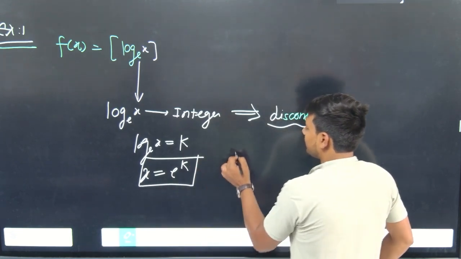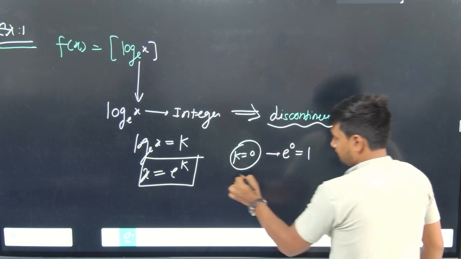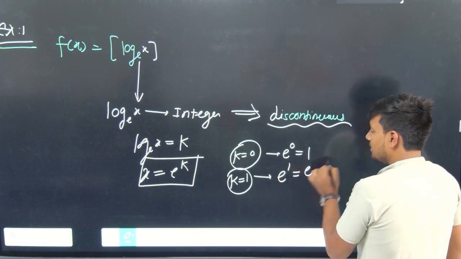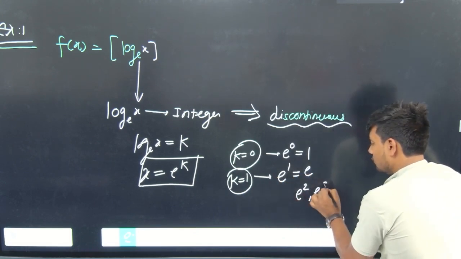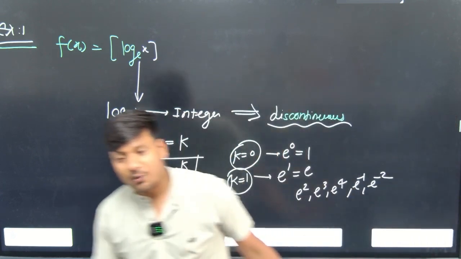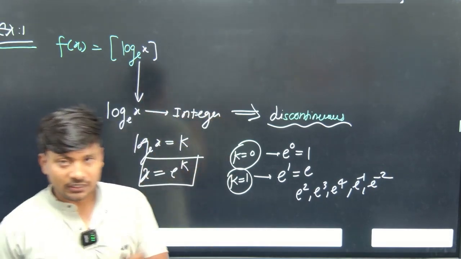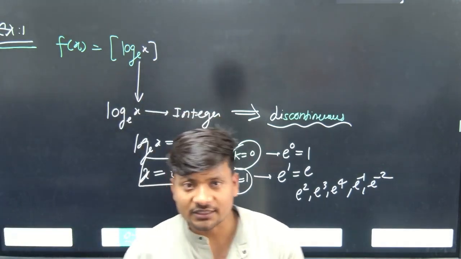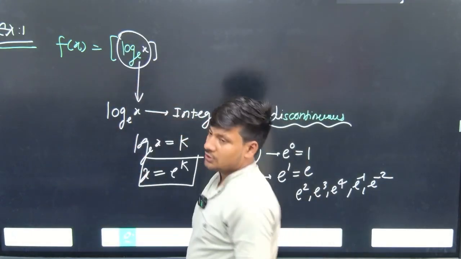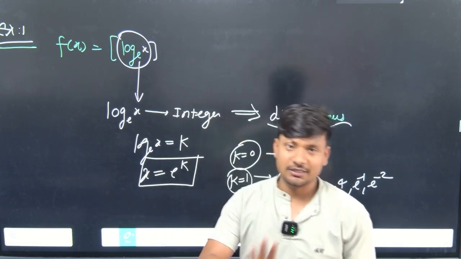For example, if we take k equal to 0, then it will give e to the power 0, that is 1. If we take k equal to 1, this will give e to the power 1, that is e. Then e square, e cube, e to the power 4, e to the power minus 1, e to the power minus 2. At all these points, this function will be discontinuous. So it is very evident that whenever this quantity is an integer, you have to find the value of x, and at those points the function will be discontinuous.